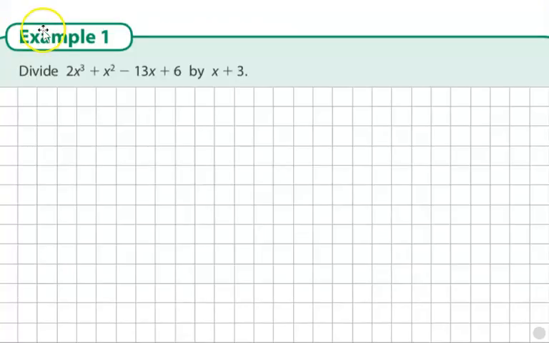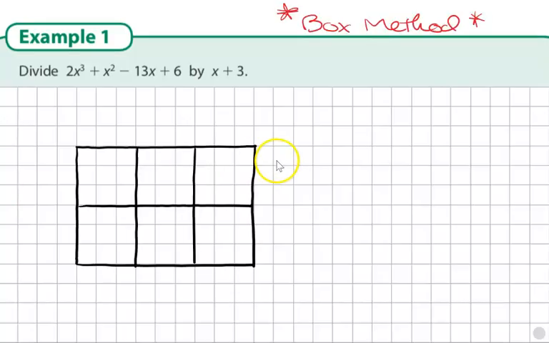Example 1. Divide 2x cubed plus x squared minus 13x plus 6 by x plus 3. We're going to use the box method, which is also known as the array method. So we're going to draw out 6 boxes. So we have 3 columns and 2 rows. So 6 boxes in total.